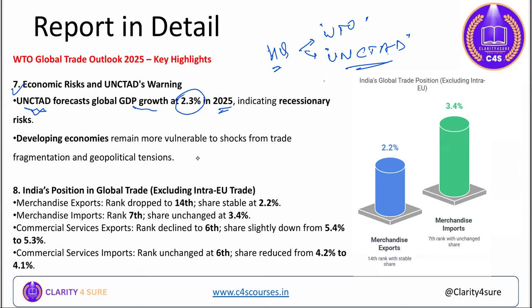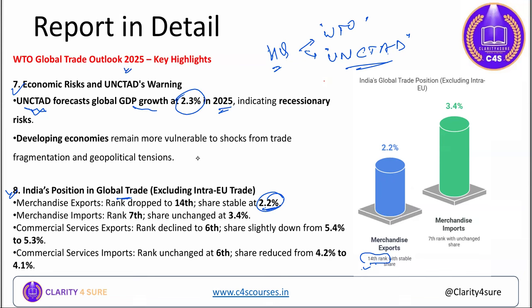All right, with respect to global trade, India's position in global trade is very important for our examination, to quote as an example in answers, that is, what is the position of India in global trade. So let's try to understand through this diagram as well, that in terms of merchandise exports, we had the 14th rank with a stable share at 2.2%. So we had maintained the rank of 14th as per the WTO Global Trade Outlook 2025 report.